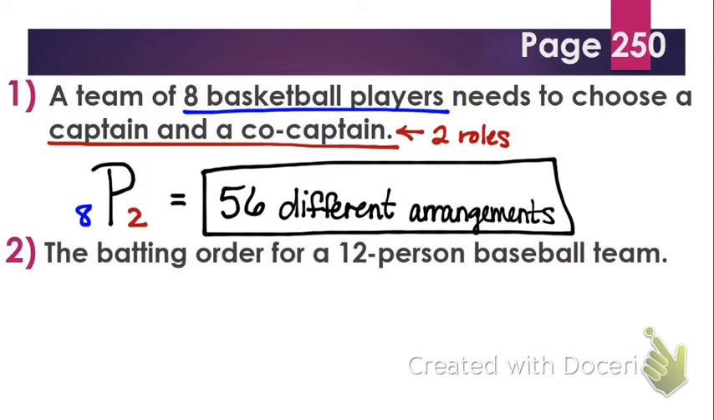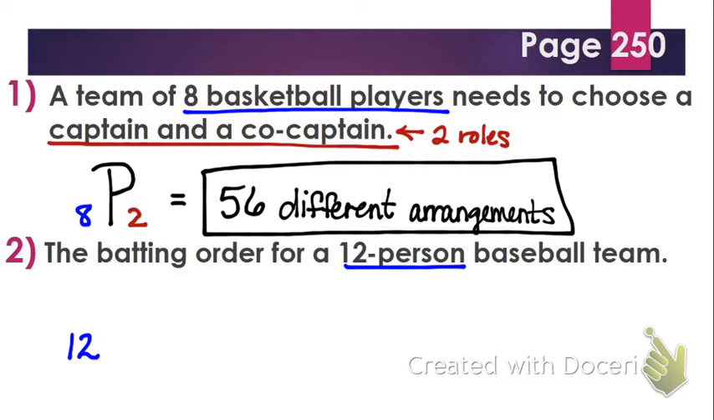All right. Number 2, the batting order for a 12-person baseball team. How big is our total group? 12. So this is what we put in first. Does anybody in here play baseball? Does batting order matter? Like, would you ever want to be like, ooh, I definitely don't want this person to go first, or I want this person second or third in line? Would that make a difference?